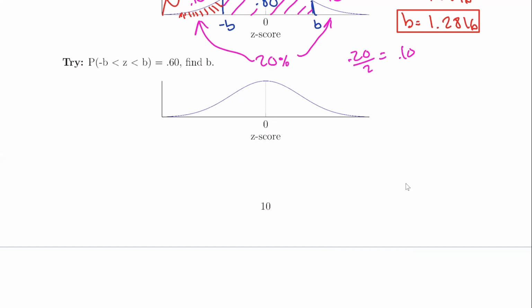All right, so most of you already did this one. Pretty much what you should have done, the middle is 60%. So if the middle is 60%, that means there's 40% left over. If there's 40% left over, you want to evenly break that out into both halves. So pretty much say 20%, 20%.